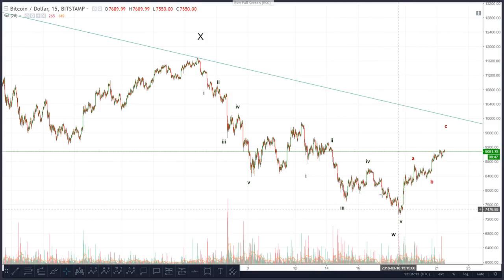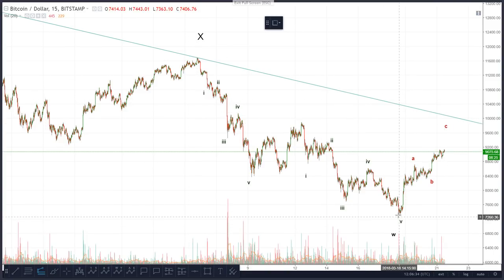So what we see here is 5 legs, 3 legs, and 5 legs. So this is your first. So this is the wave W of the Y leg down of the larger degree.